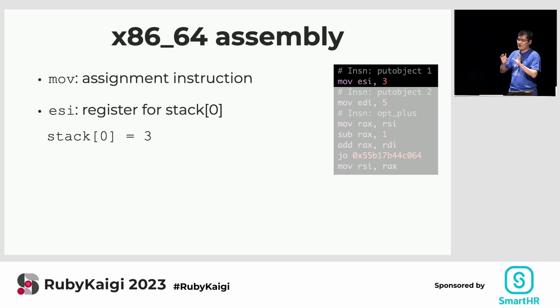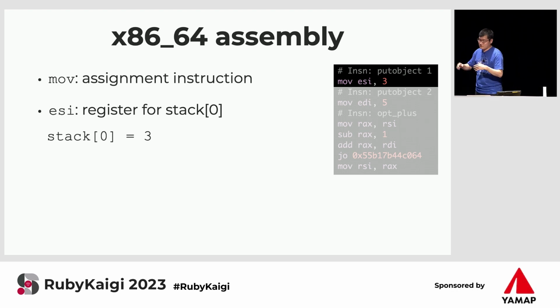So move is the assignment, and the other things you need are just add and sub, and if you know move, add, sub, and some branch instructions and call and return, then you can start writing a Ruby JIT. So which is why I'm going over the instructions here.